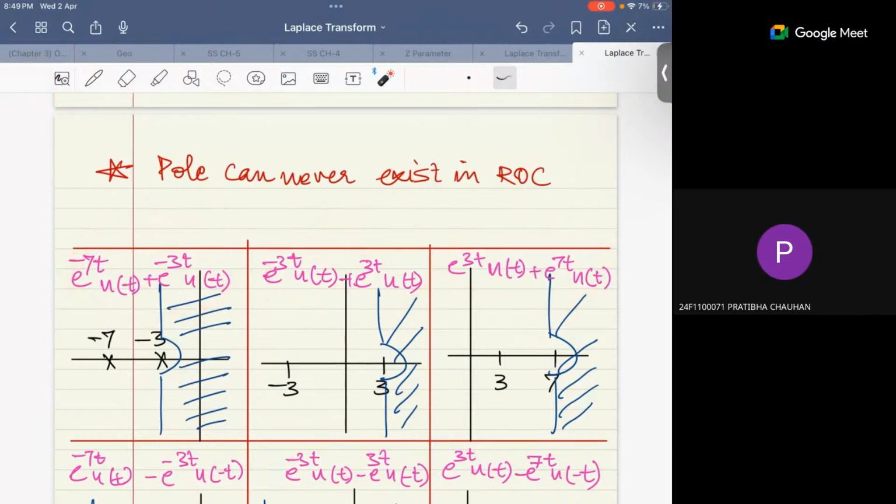If the system is causal, the ROC will be on the right-hand side of the rightmost pole. Here minus 3 is there, here 3 is there, here 7 is there. That's why the ROC exists on the right side of that.